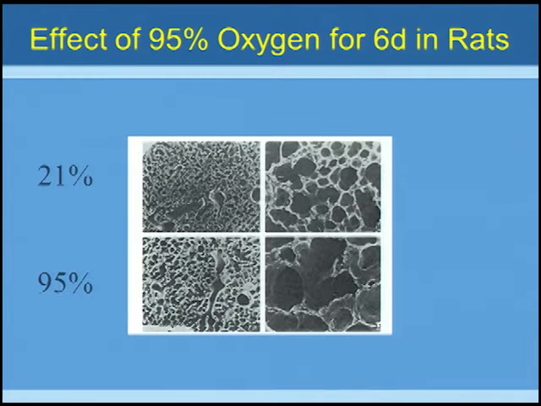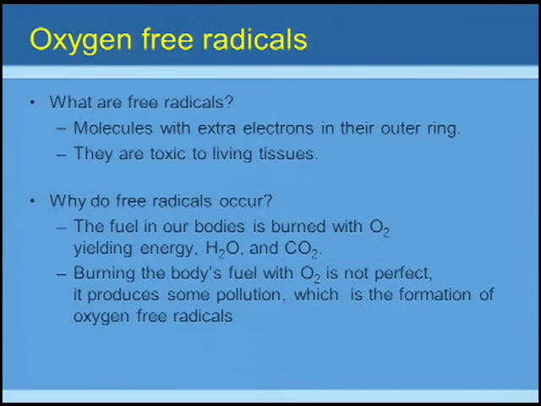This is an example of an animal model in which they were exposed to lots of oxygen, so 95% oxygen for 6 days, and showed the difference between room air and 95%. And you can see at the bottom right-hand side that the alveolus actually breaks down throughout that process and shows you that oxygen is quite damaging to the lung itself.